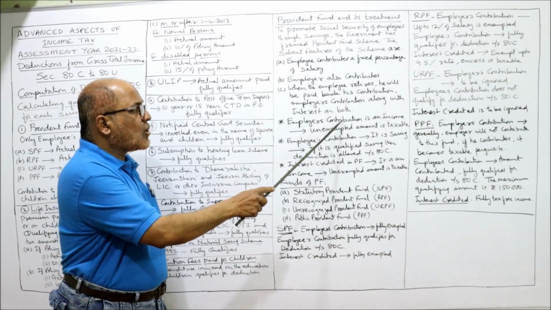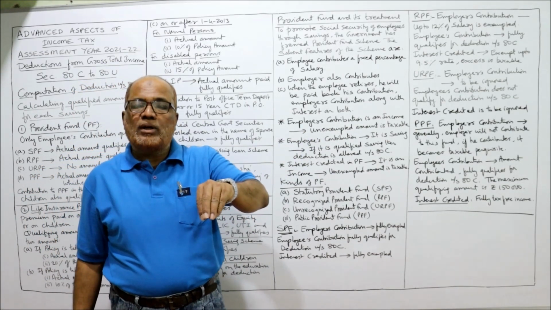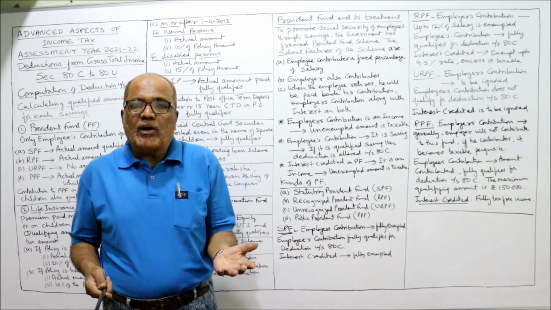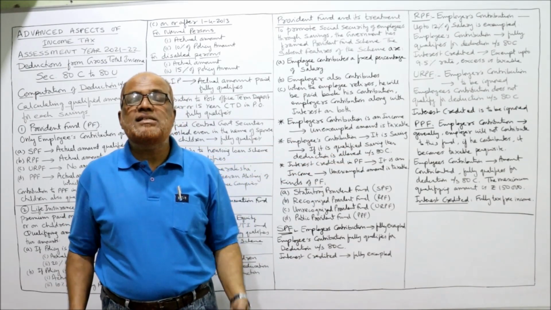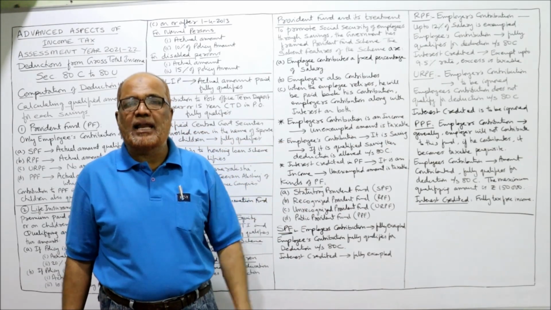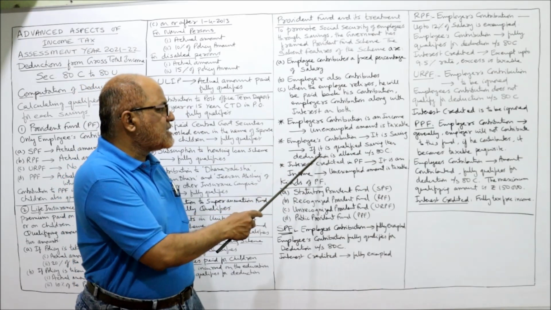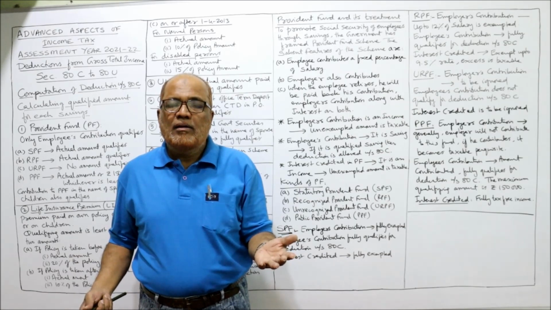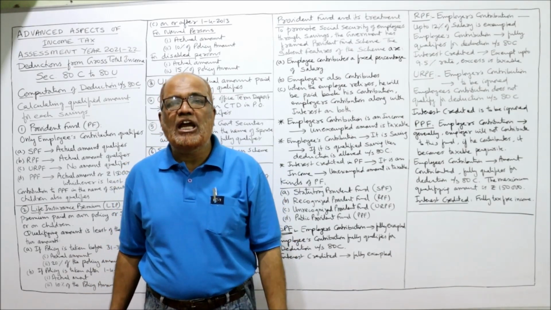Now, the employer's contribution is an income. The employer is contributing into the account of the employee. That means from the employee's point of view, it's an income, because in his account the employer is contributing. So the unexempted amount is taxable. We will see how much is unexempted. That amount is taxed. Then the employee's contribution is a saving. When the employee contributes, it is a saving. So if it is a qualified saving, he will get deduction under section 80C.